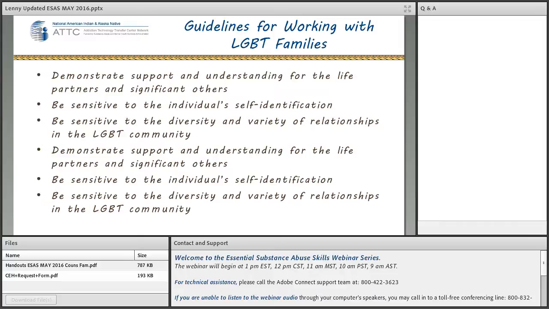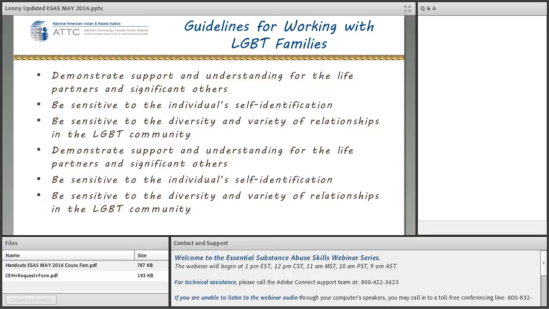So here are some guidelines for working with LGBT families. Demonstrate support and understanding for the life partners and significant others. Be sensitive to the individual self-identification. Be sensitive to the diversity and variety of relationships in the LGBTQ community.